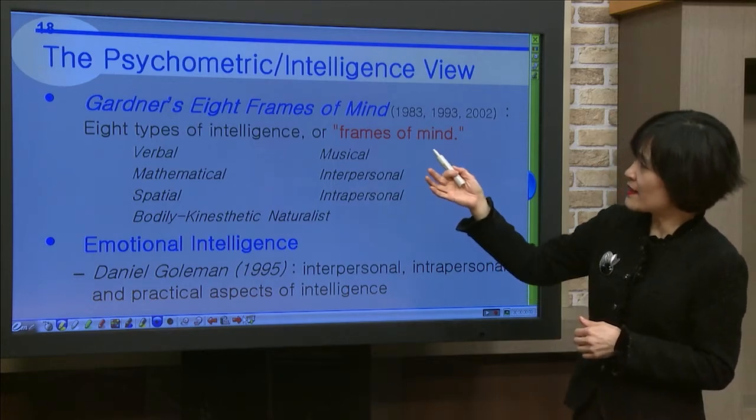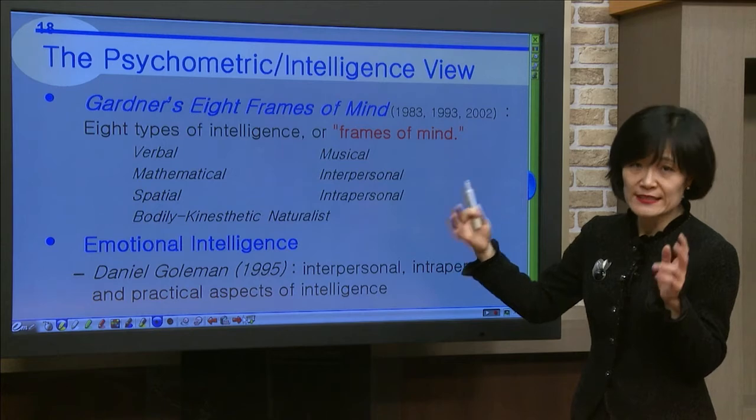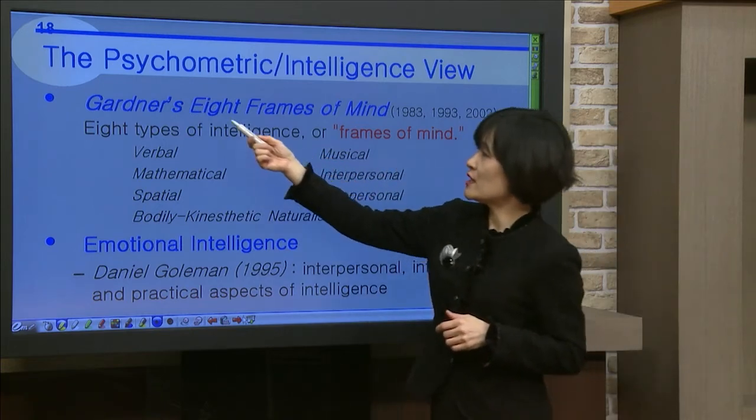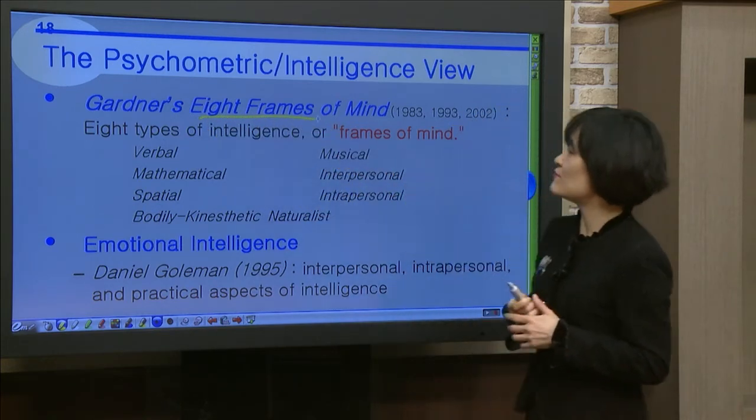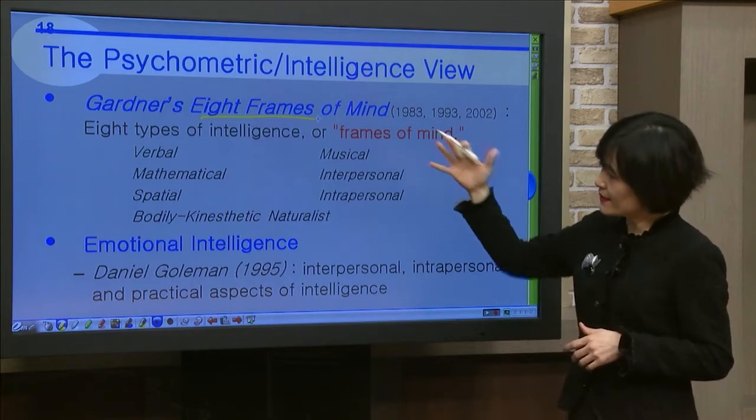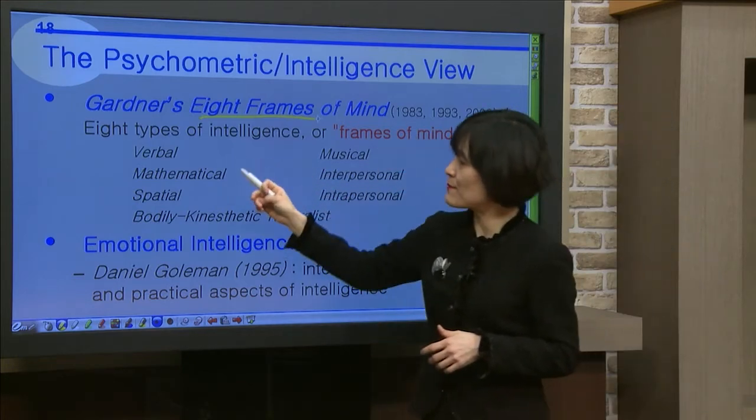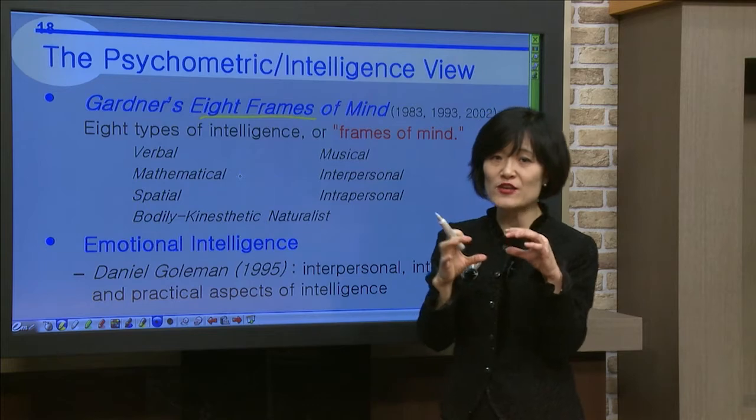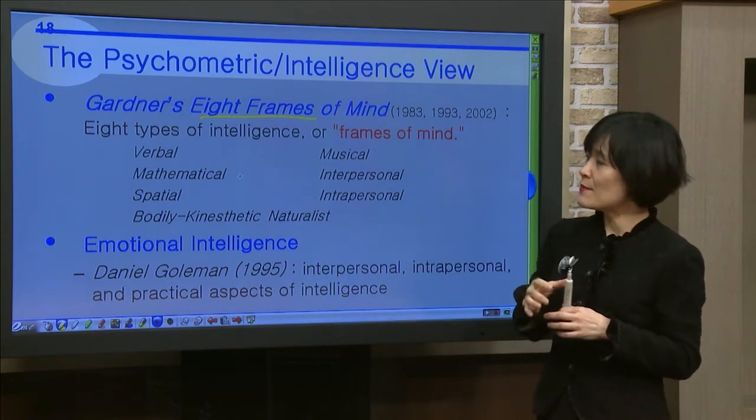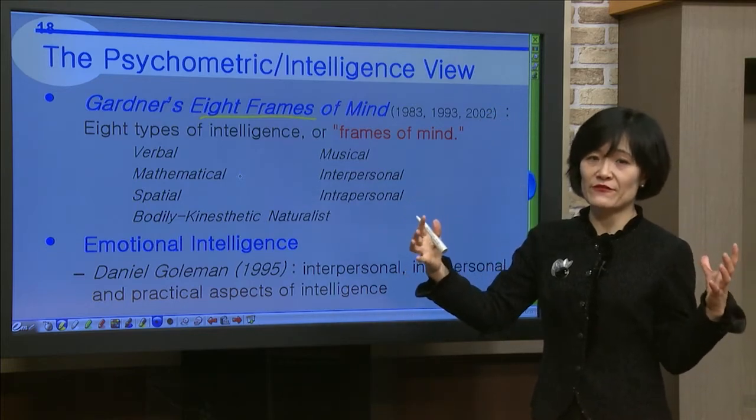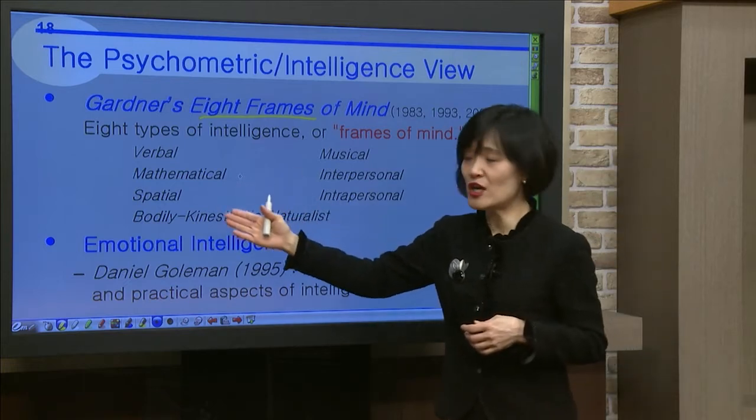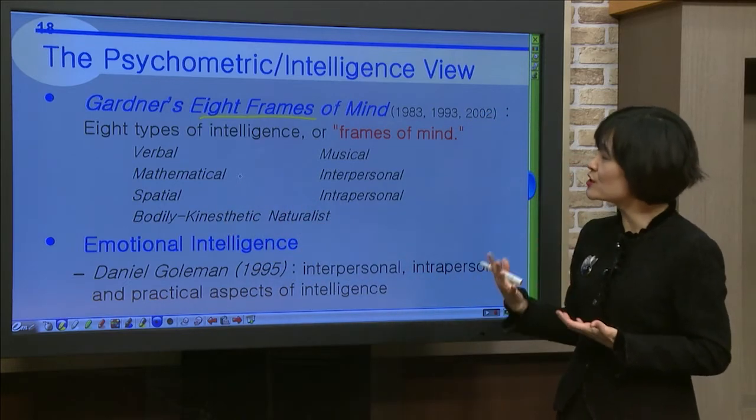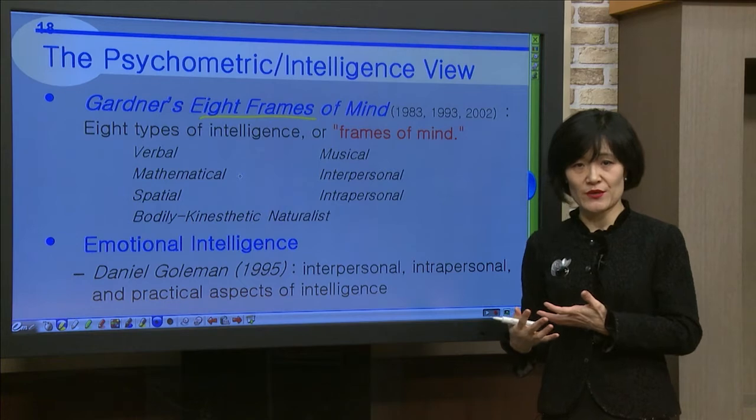An example of the multiple intelligences theory is Gardner's. He talks about the eight frames of mind. He suggested not just the verbal and mathematical, which were the major components of IQ, but expanded the intelligence definition to include spatial, bodily-kinesthetic, musical, interpersonal, and intrapersonal intelligence.